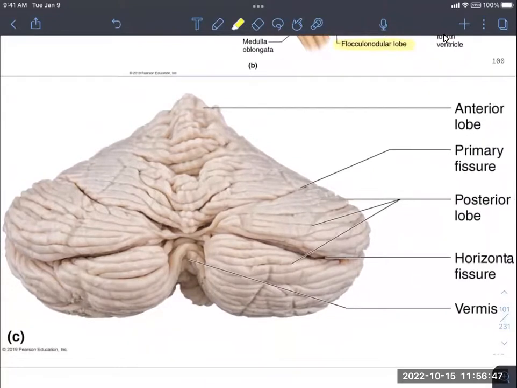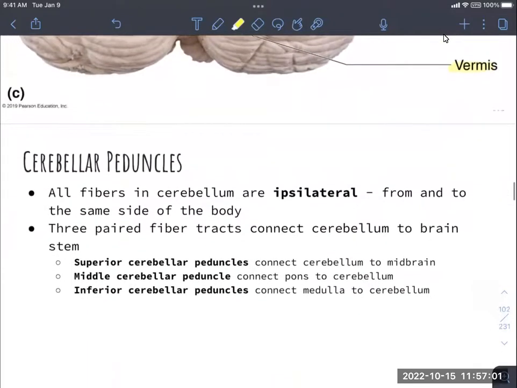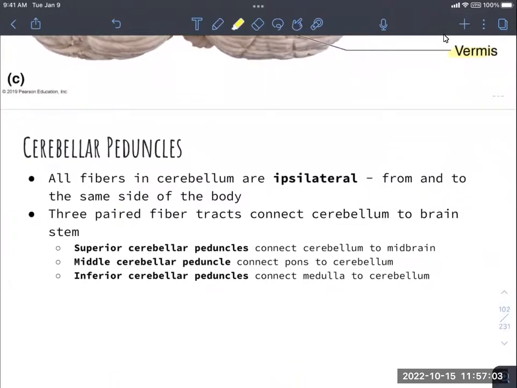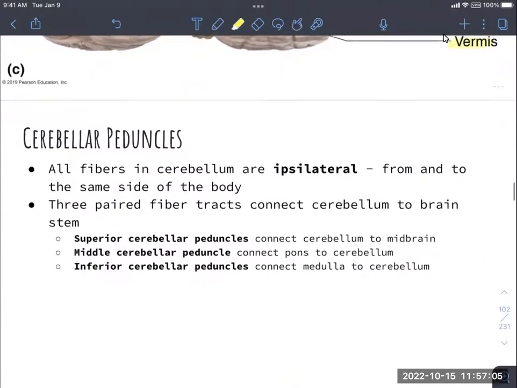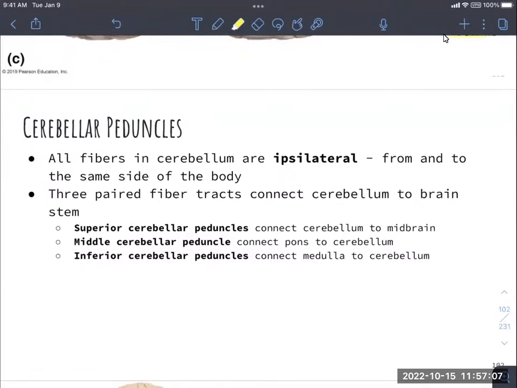Here is another view. You can see that vermis from this angle. See the anterior lobe? You see the primary fissure that separates it. Then you see the posterior lobe. So those peduncles I just talked about, I pointed out in that picture before. In the cerebellar peduncles, the fibers are ipsilateral, so the same side of the body. Ipsilateral is same side, contralateral is opposite side.